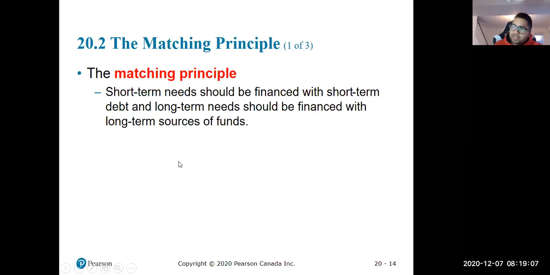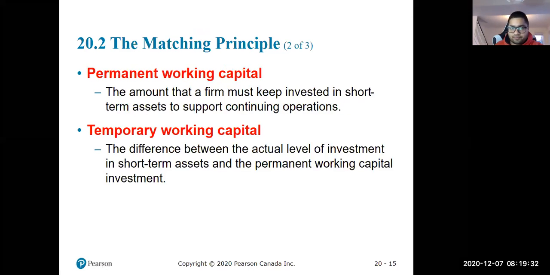Now this is important. In financing terms, we generally follow a matching principle. So what is the matching principle? The matching principle means short-term needs are financed by short-term borrowings, and long-term needs are financed by long-term borrowing. Once again, short-term needs are financed by short-term borrowing, and long-term needs by long-term borrowing.